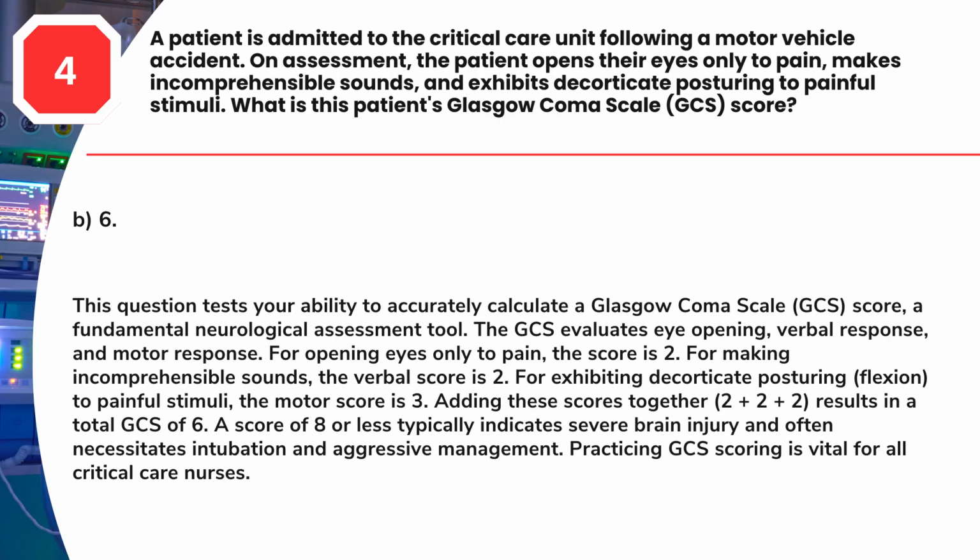Answer, B. 6. This question tests your ability to accurately calculate a Glasgow Coma Scale, GCS, score, a fundamental neurological assessment tool. The GCS evaluates eye opening, verbal response, and motor response. For opening eyes only to pain, the score is 2. For making incomprehensible sounds, the verbal score is 2. For exhibiting decorticate posturing, flexion, to painful stimuli, the motor score is 3. Adding these scores together, 2 plus 2 plus 2, results in a total GCS of 6.